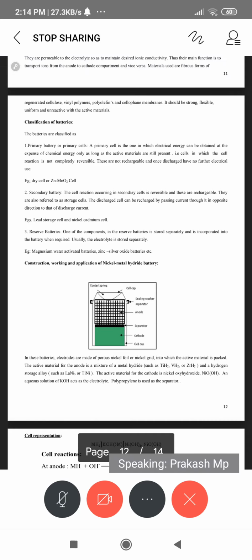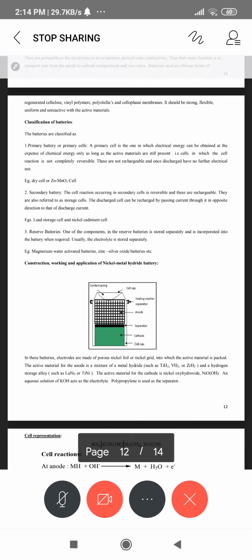In discharging this reaction takes place, while in recharging the reverse reaction takes place: M plus H2 become MH2, and nickel hydroxide plus OH forms nickel oxyhydroxide. In the anodic and cathodic species, the electrical charges are changed into chemical ions and stored in the space provided, as the anodic and cathodic species surround the electrodes. So this is stored.